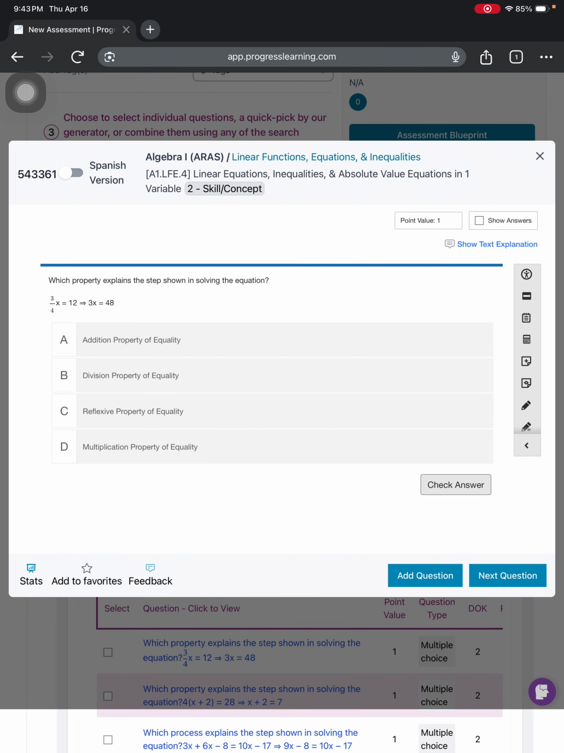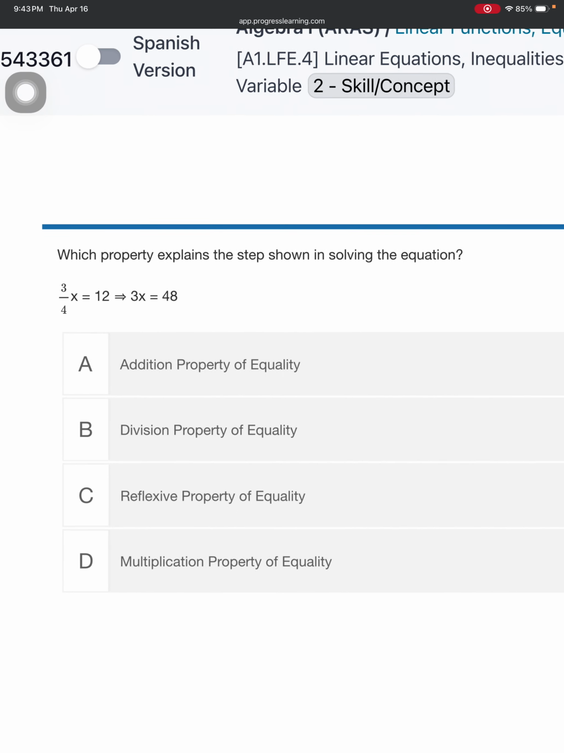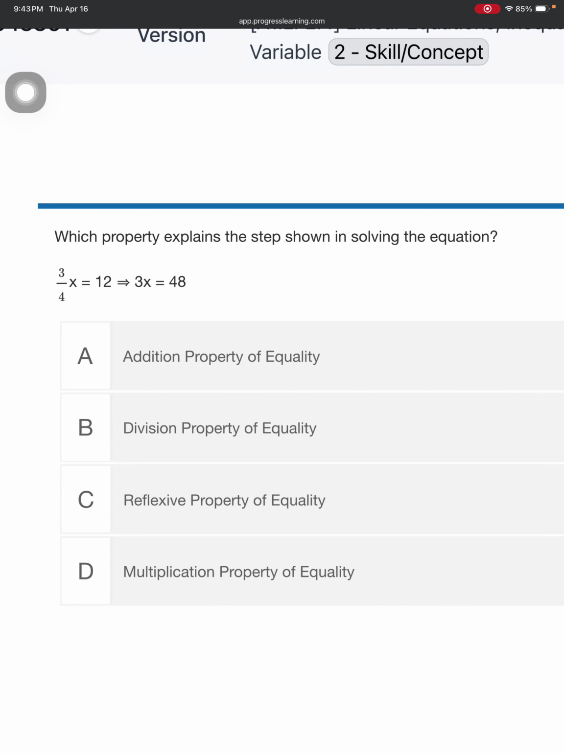Hello everyone. In this question, we will figure out which property is being used in this step as one of the steps to solve the equation.